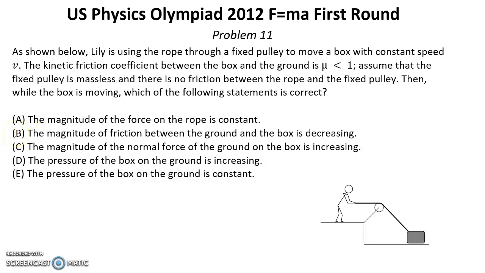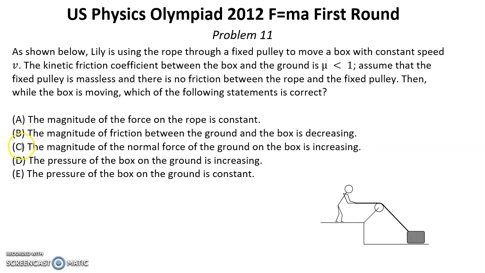Let's check statement B. The magnitude of the friction between the ground and the box is decreasing. This could be true because during the motion the angle is increasing and tension helps to reduce the normal force, and this will reduce the force of friction. So that's very close to a right answer.